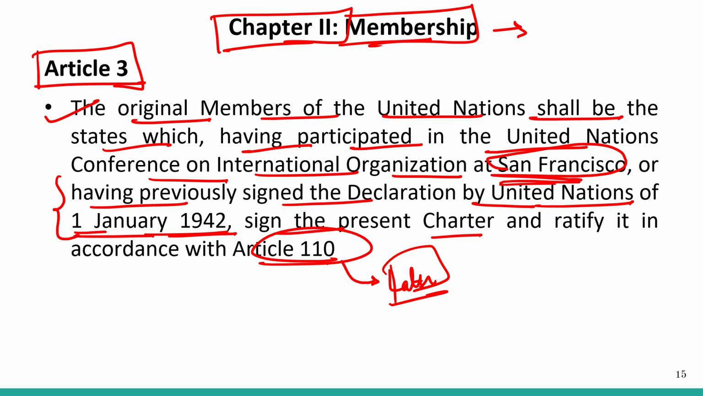The first is that they should have participated in the International Organization Conference of the United Nations that was held at San Francisco. First thing. Second thing, they have previously signed the Declaration by United Nations of 1st of January 1942, and that they have ratified it in accordance with Article 110. So these are the three things that you need to remember in regards to the membership.